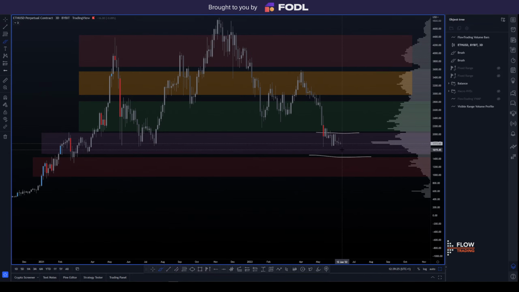If we break below this level and fail to reclaim it, meaning this previous level of support turns to resistance, then I think we're going to go much lower, and we could potentially see $1,000 per Ethereum. If however we break to the upside, this is still a short position unless we reclaim this imbalance here, around $2,050. If we can confirm this as support, then I think we've got a very good chance of going all the way up to $2,800.